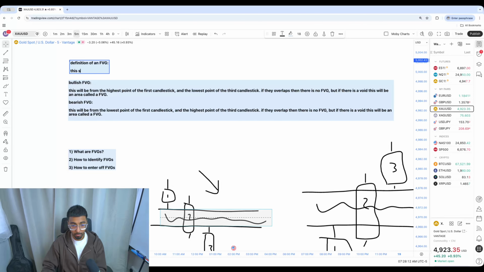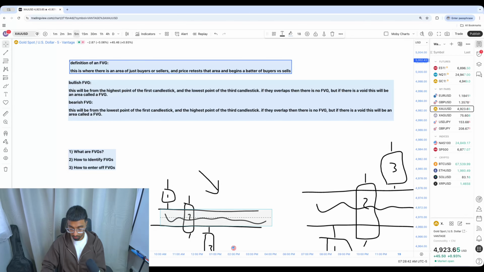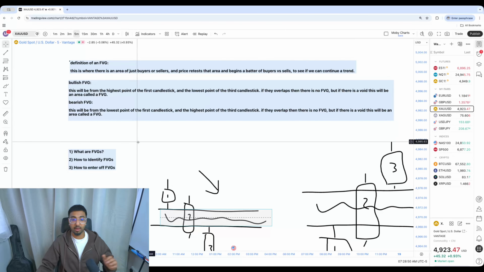This is where there is an area of just buyers or sellers, and price retests that area and begins a battle of buyers versus sellers to see if we can continue a trend. Boom. I think that's the easiest way I can define that.